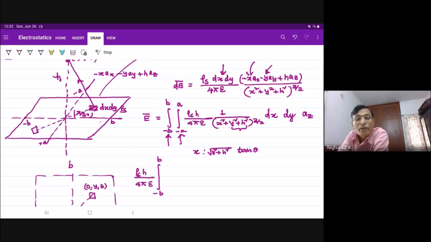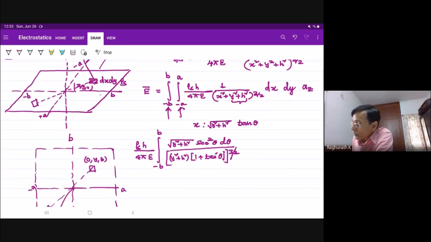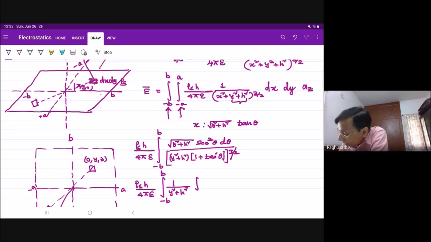What will remain? dx is root of y square plus h square secant square theta d theta, by y square plus h square into 1 plus tan square theta whole power 3 by 2, because of which it is rho s h by 4 pi epsilon integral minus b to plus b, 1 by y square plus h square, integral cos theta d theta, secant square theta by secant cube theta, which is cos theta, and the integral is sin theta.